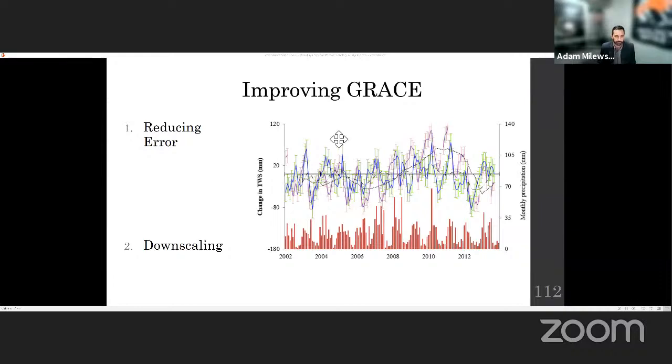Okay, thank you, Professor. So to improve the accuracy, there are two steps: reducing error and downscaling. Is that right? Yeah, well, to improve GRACE, to improve the accuracy, I wouldn't say downscaling. That's just to look at improving GRACE as a more useful tool. I would say machine learning, some sort of algorithm development. Okay. Yeah. Okay, thank you. Thank you. You're welcome.